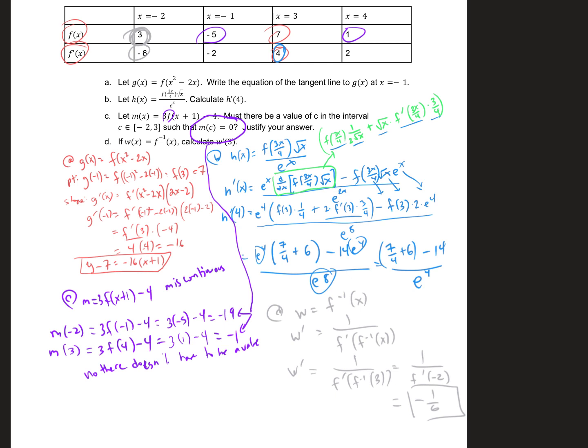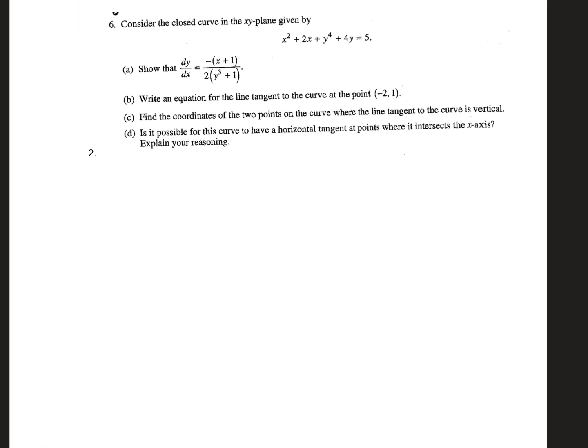All right, let's talk about the second FRQ. So you're given a function here, and the first part is clearly an implicit differentiation part. So you're asked to show that dy dx is this. So we're going to take our function. I don't even know if it's a function. I think it's just a relation. I'm going to take the derivative of it with respect to x.